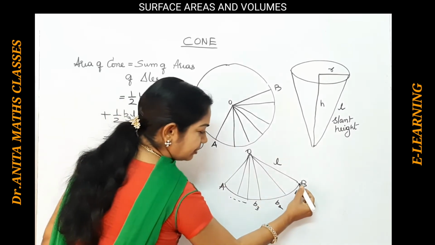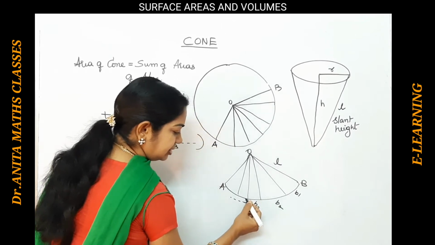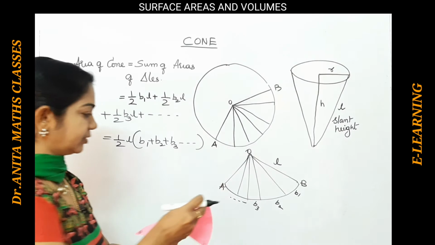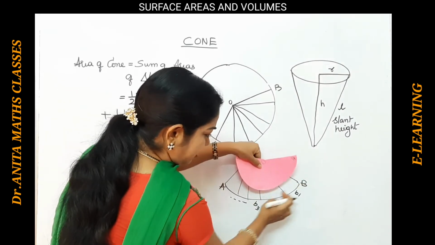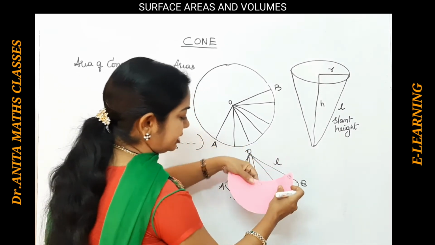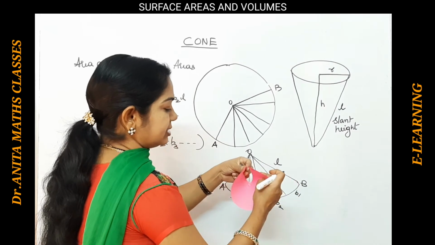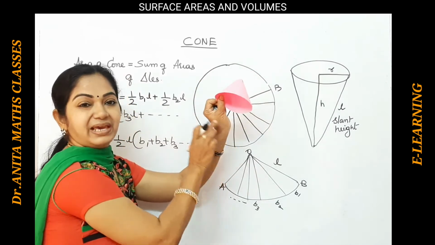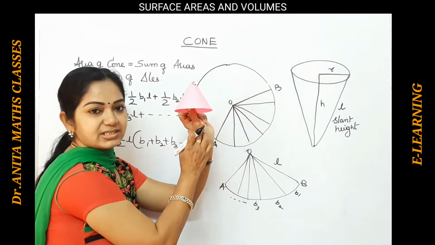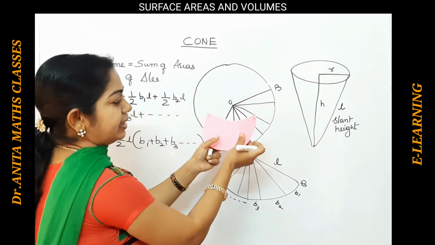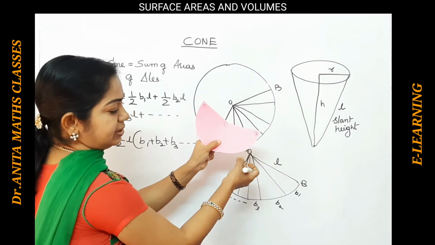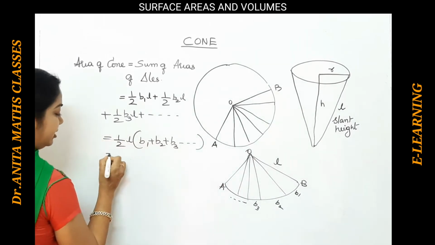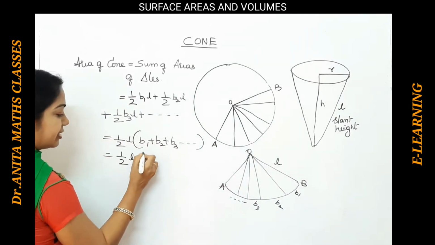Now what are these B1, B2, B3, B4, like this? All these parts, when you fold this, form the circumference of this base circle. The base of the cone is a circle, isn't it? If you open it, this becomes B1, B2, B3, all the triangles' bases. So the sum of B1, B2, B3 all forms the circumference of the circle.